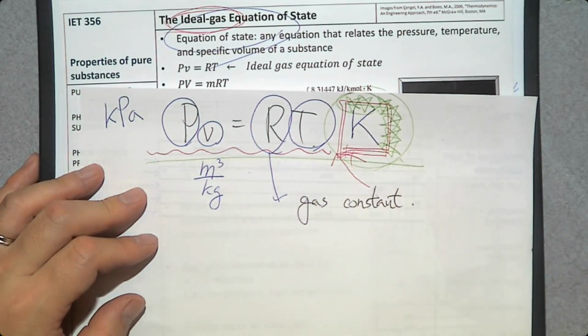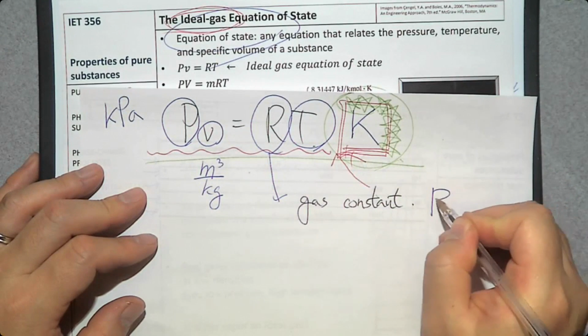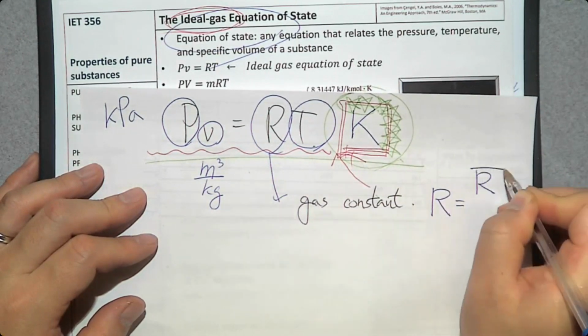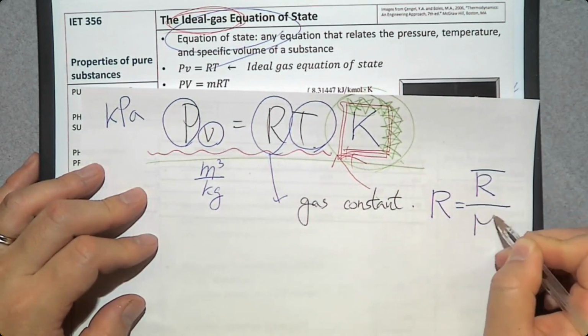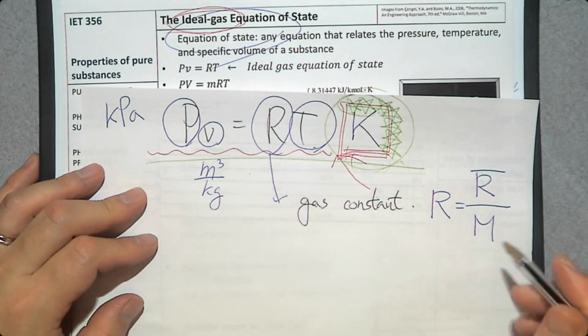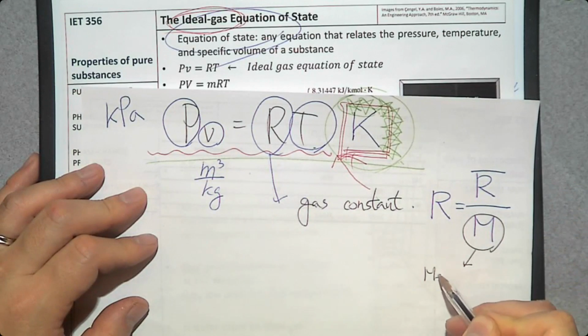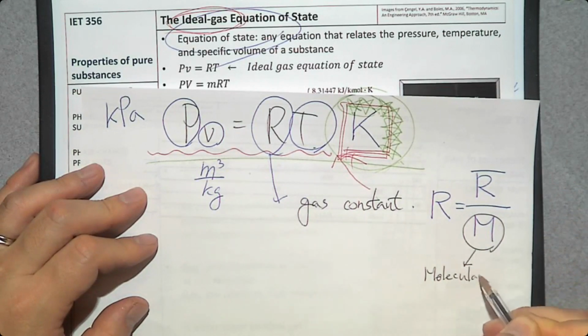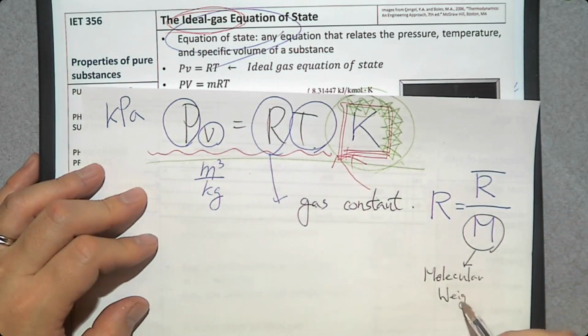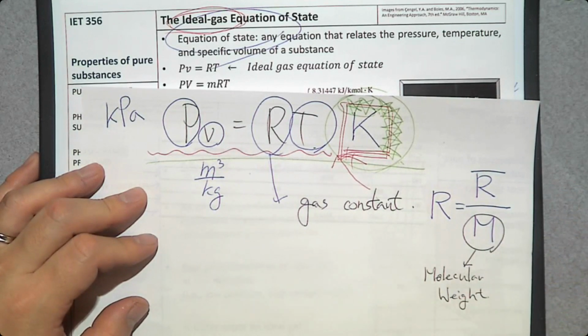This gas constant can be determined by this equation. R is R bar over M. This M is not lowercase m. It is called molecular weight. And this molecular weight can be found from this table, table A1.